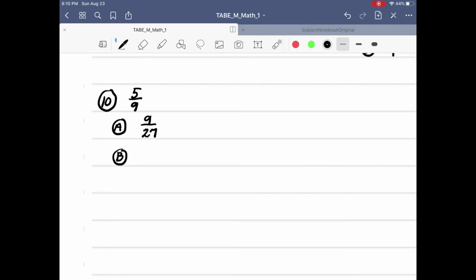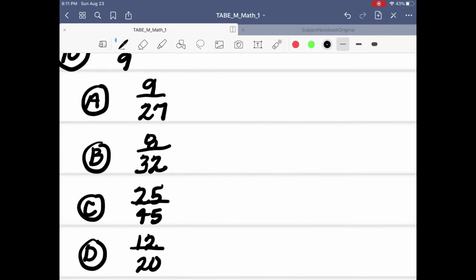So I have 9/27. I have 8/32. 25/45, and 12/20. So this is going to be breaking down in each scenario, which means I would use division to get to lower terms.